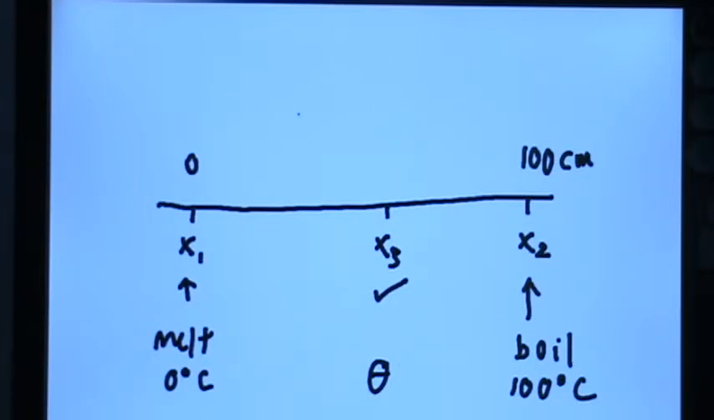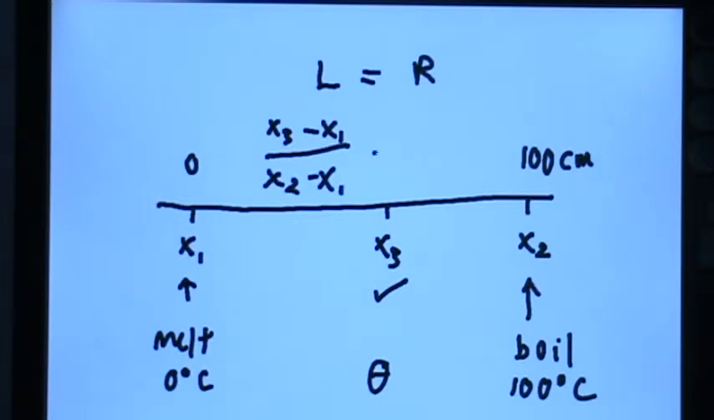So this question is a question of ratio. The ratio on the left equals the ratio on the right. What do I mean? The ratio on the left would be the ratio of the length, you see? So X3 minus X1 over X2 minus X1. The right hand side is a ratio of the temperature. Okay, so theta minus 0 over 100 minus 0.